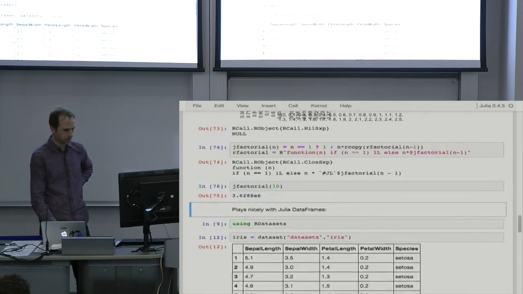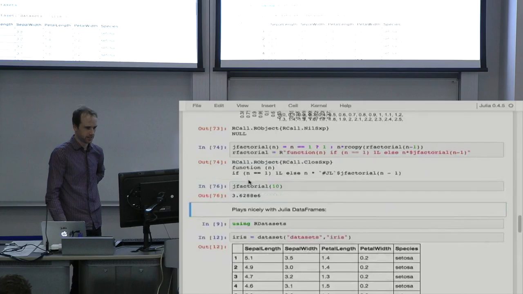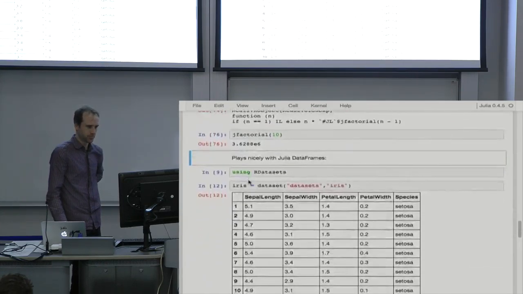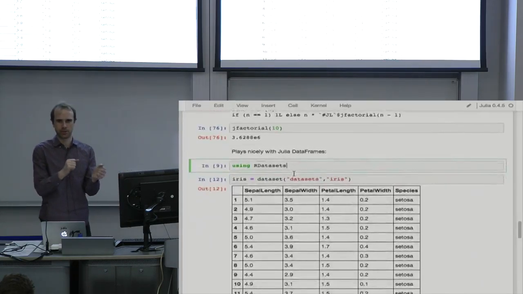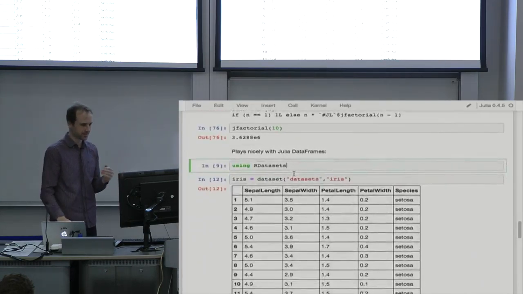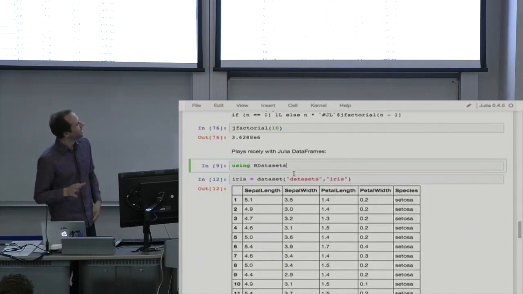And then j factorial works as well. So you can do quite crazy things here. There is a chance you may lose a lot of memory if you keep doing this. I think I fixed most of the memory leaks, but occasionally, because I have to keep track of the garbage collector in both languages, you might end up with circular references. Anyway, I'll stop doing that.